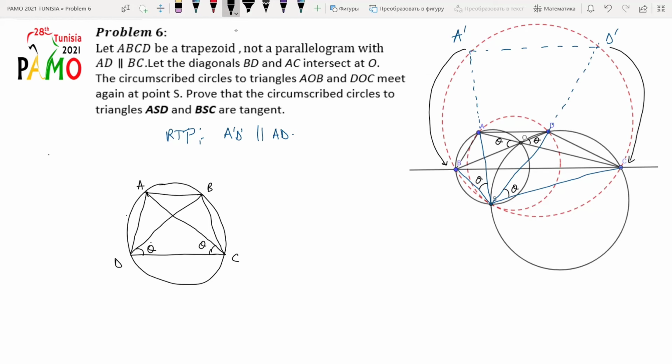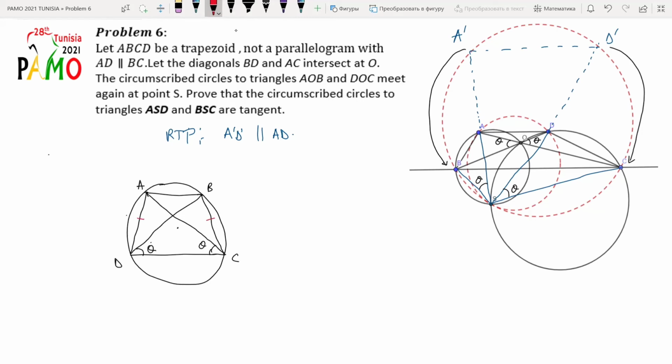You can do that easily by connecting to the center and doing a lot of things, but I'll leave that to the viewer. So if these two arcs subtend the same angle on the circumference of the circle, it means that the chords that join the endpoints of those arcs are also equal.